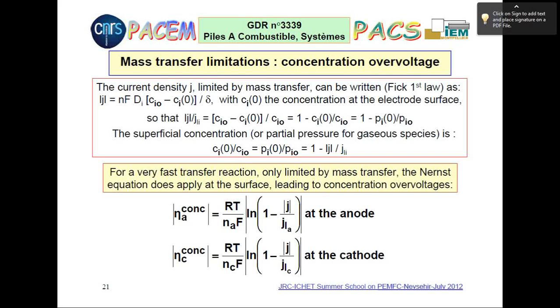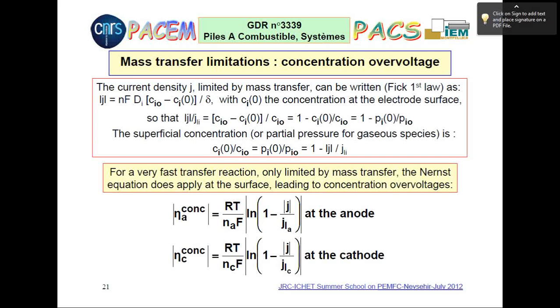Okay, so you get what is called concentration overvoltage. Concentration overvoltage, that's the Nernst law, where the concentration is taken as this quantity, 1 minus the ratio of current density to limiting current density, for the anode and for the cathode. So that's the second term which will limit your process, your overall kinetics, mass transfer limitation.